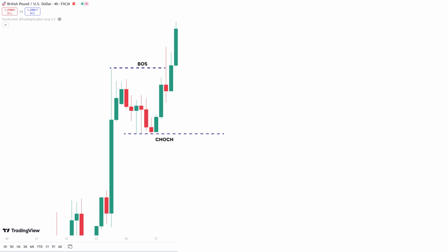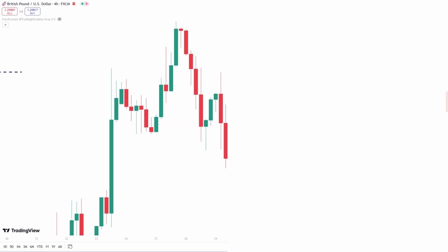We identify our break of structure and change of character line. We draw our order block and wait for price to come back. Price comes back, but it fails to produce a confirmation and breaks the line. We have changed character at this moment. We're now in a downtrend, so we adjust our markers accordingly.